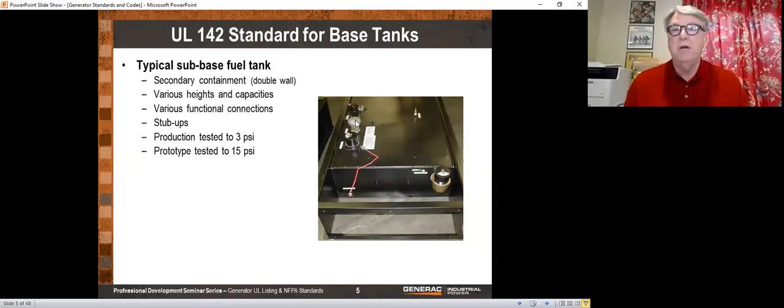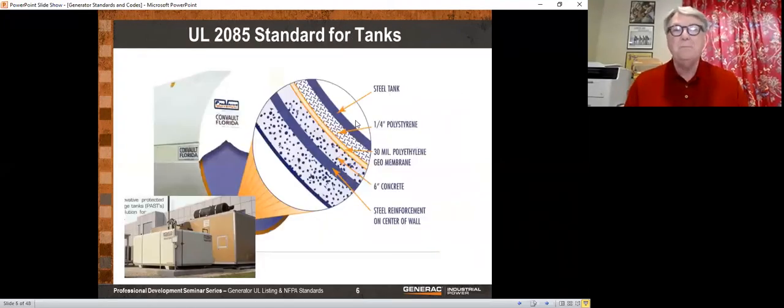These tanks are prototype tested to 15 psi. So they'll build one tank, they will test it to that, and they do that when they're getting their UL rating on that tank. But in production, we don't want to take any chance of damaging a tank, and so the production units are tested to 3 psi.